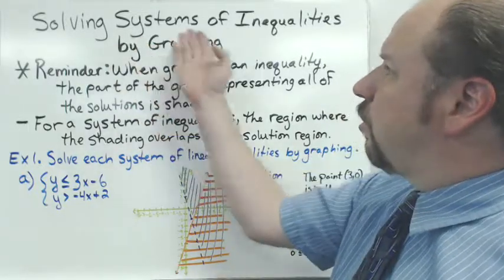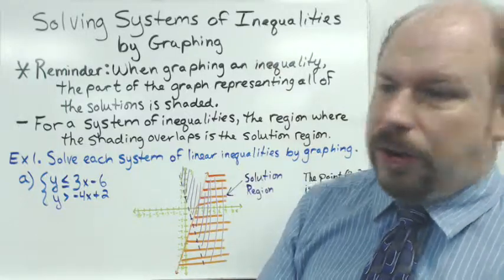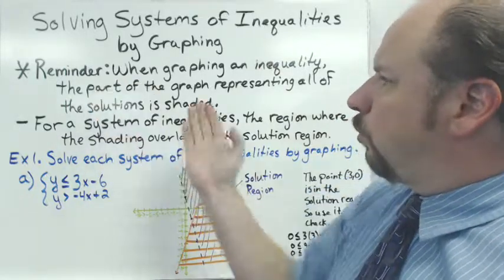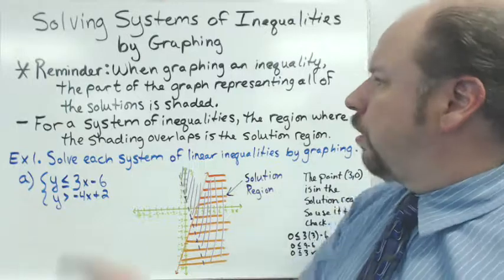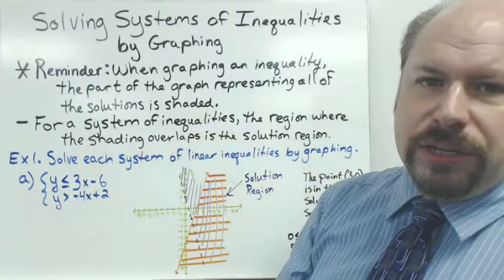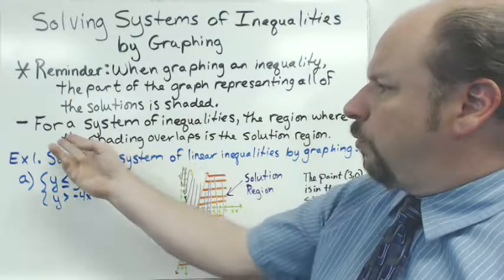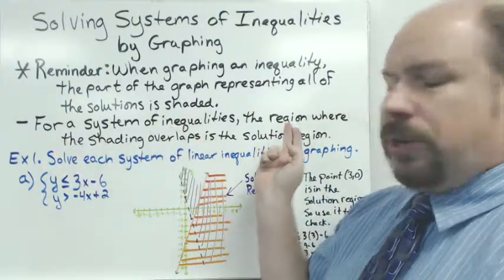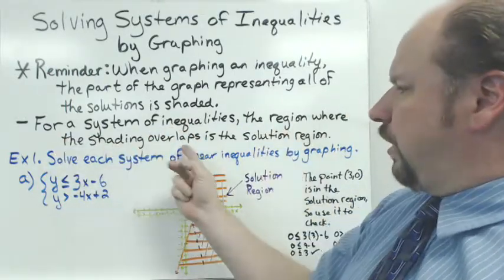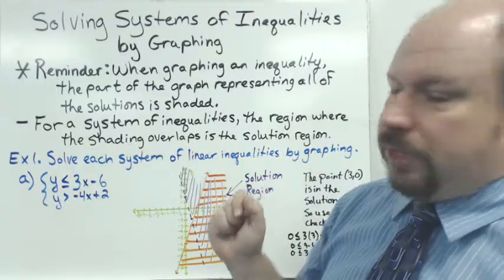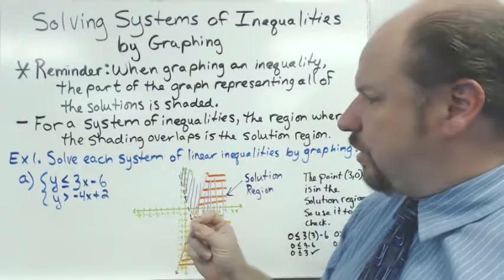Today we're going to continue with our systems of equations. Today we're going to solve systems of inequalities by graphing. So remember, when we graph an inequality, the part of the graph representing the solution is shaded. So for a system of inequalities, the region where the shading overlaps is the solution region. And we'll take a look at that here in just a second.